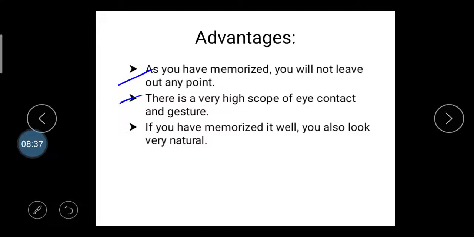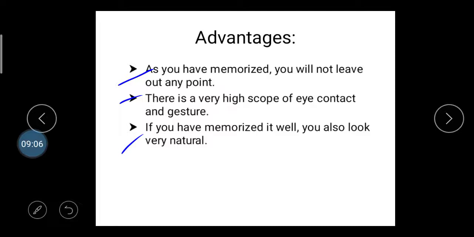Then after, if you have memorized it well, you also look very natural. A live and active session will be created, because with a memorized speech you do not have any script or speech notes, so you can connect freely with your audience and it creates a live impact on your audience.